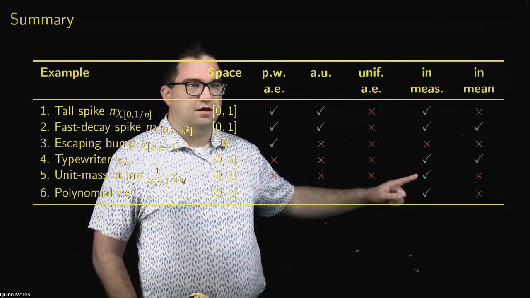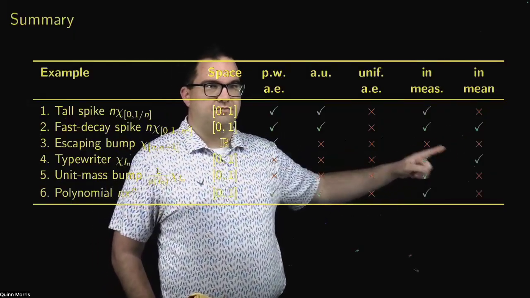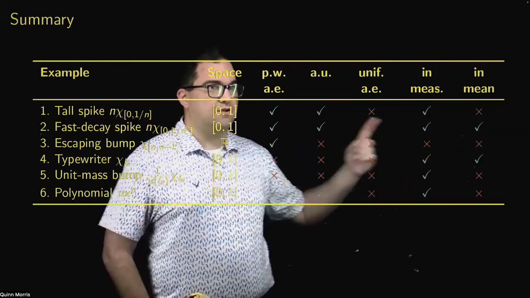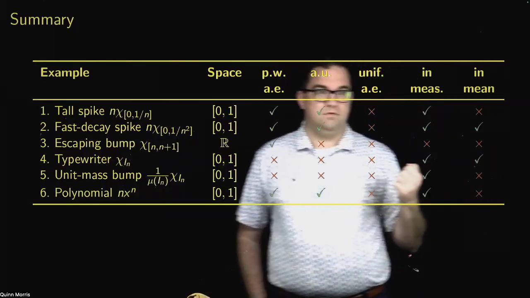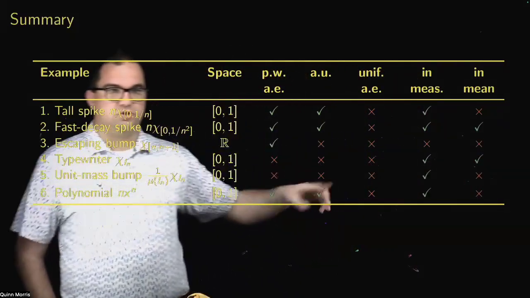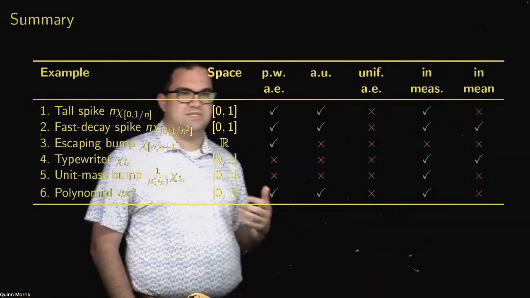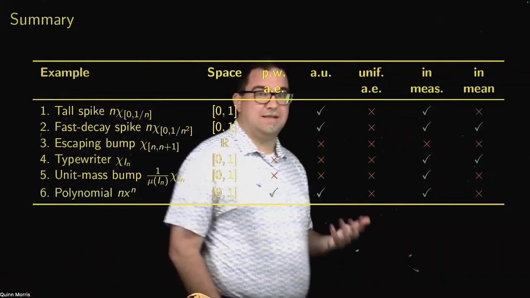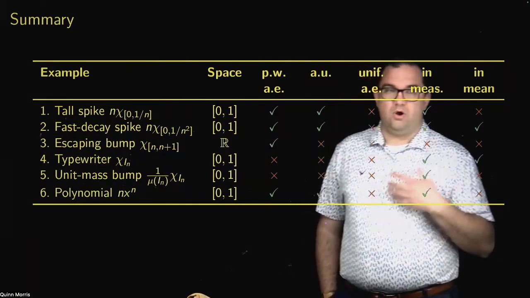It seems like anytime I have convergence in mean, I also have convergence in measure, but not the other way around. So maybe convergence in mean implies convergence in measure, but not vice versa. Okay. So I encourage you to take some time to go through what other patterns you see here that we might want to test out next time. It's a really nice way to think through all of these examples.